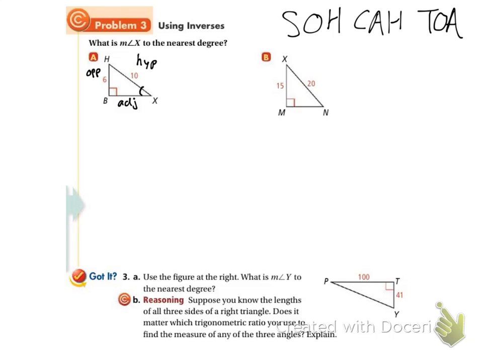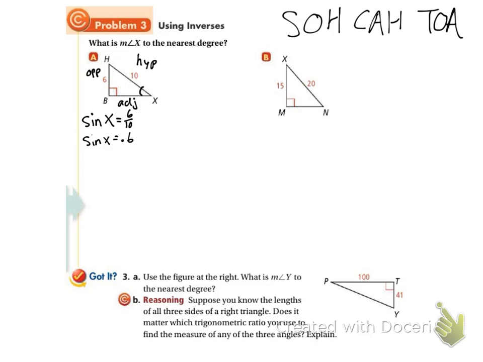Okay. So I have a number for my opposite side and my hypotenuse side. So I'm going to use sine, right? So the sine of, and I don't know the angle measure, but I know that it's angle X. So we'll just use X. The sine of X is equal to opposite over hypotenuse, which is 6 over 10. If I simplify that, the sine of X is equal to 0.6.